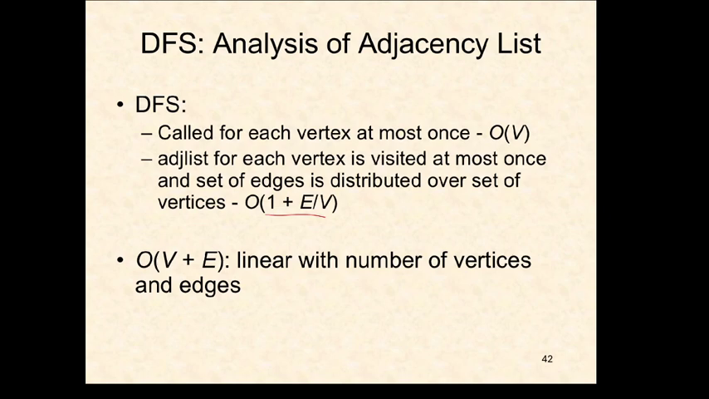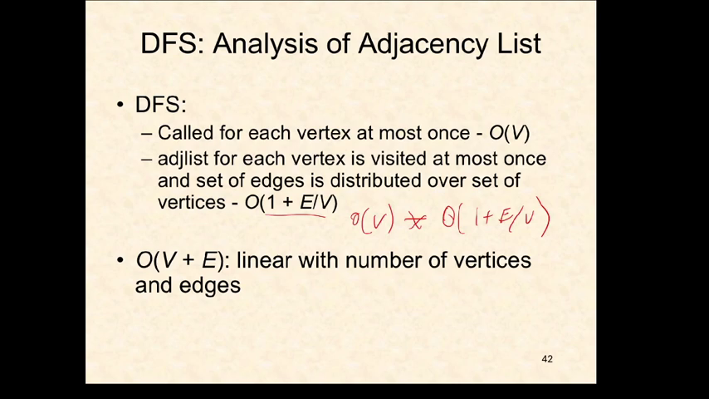So if we multiply those together, O of V times O of 1 plus E over V, we get O of V plus E. So the depth first search is linear in the number of vertices and edges. And I forgot to mention this, it's in the title of the slide, we've been looking at this from an adjacency list perspective.